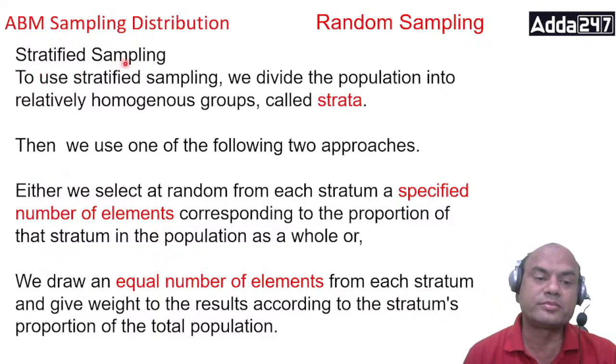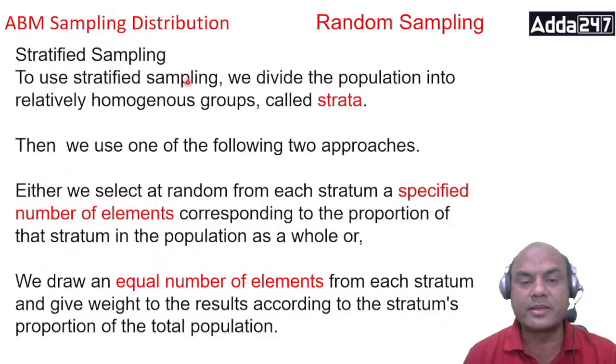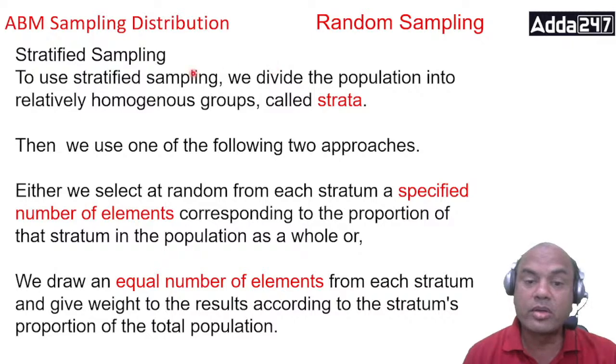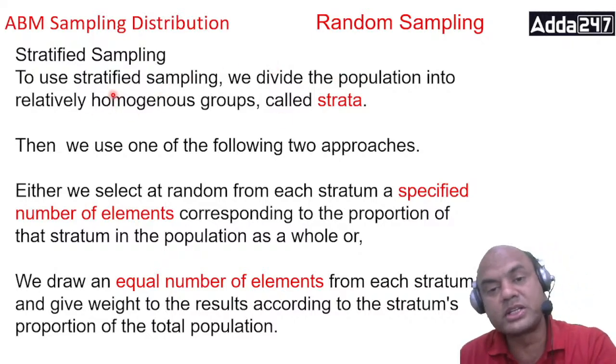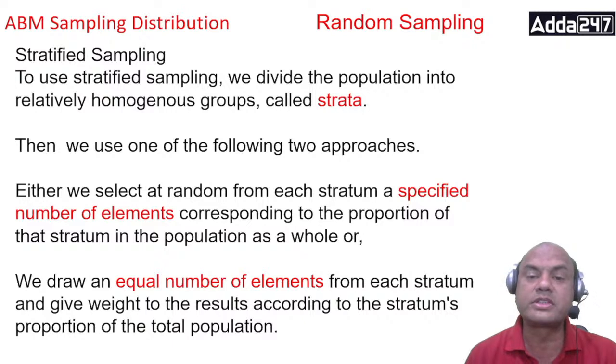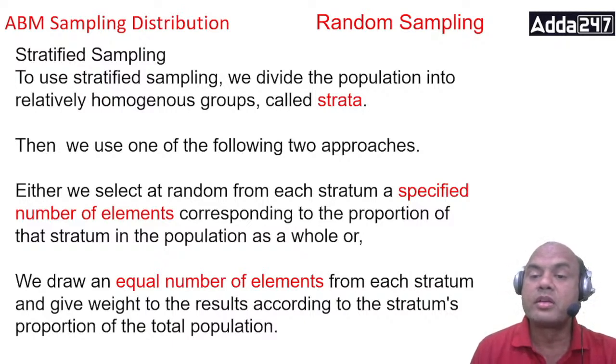Stratified sampling. To use stratified sampling, we divide the population into relatively homogeneous groups called strata. Now, what do you mean by homogeneous? When we divided those students 40 to 50%, 50 to 60%, we did it just now. What did I tell you at that time? Suppose somebody has got a percentage of 40 to 50.